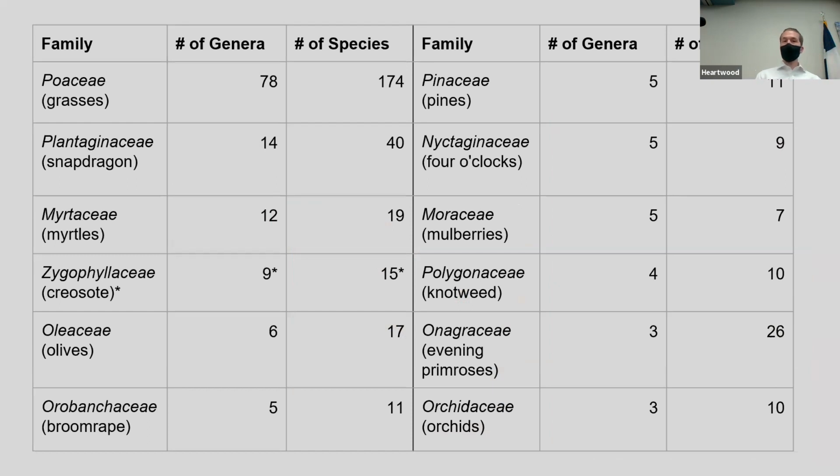And here's a table of some of the most significant families that I was able to proof and georeference. You can see the largest by far was the grasses, followed by families like the snapdragon family, the myrtles, and then my family, the creosote family.